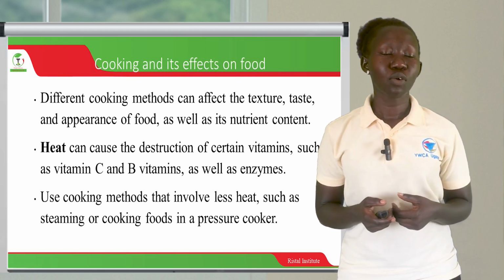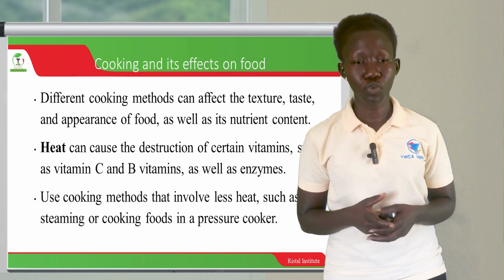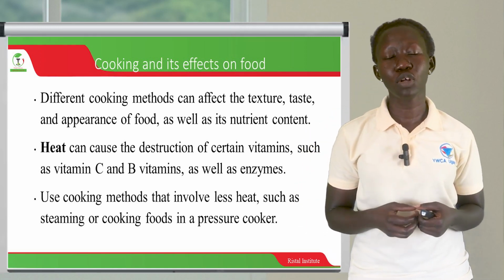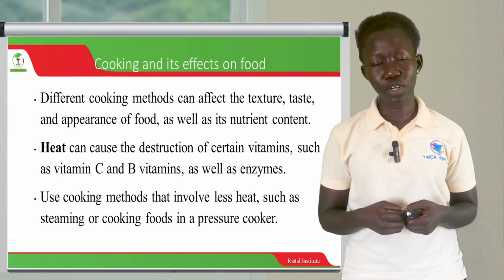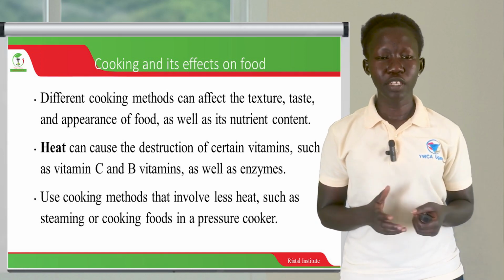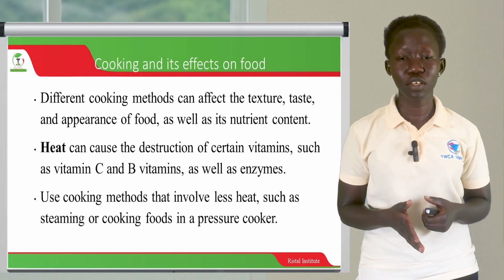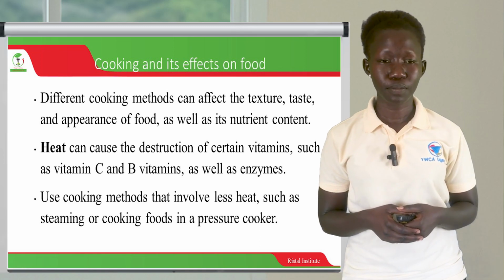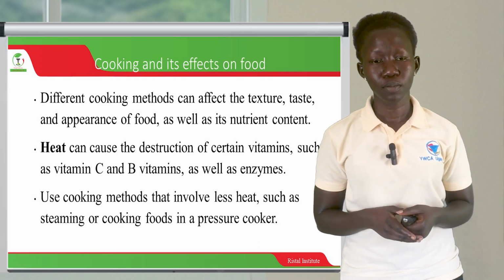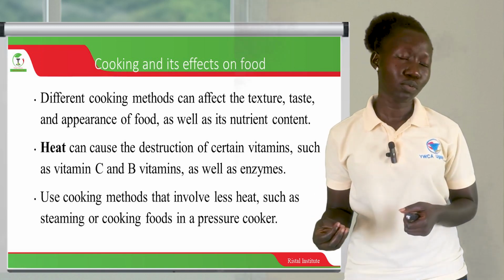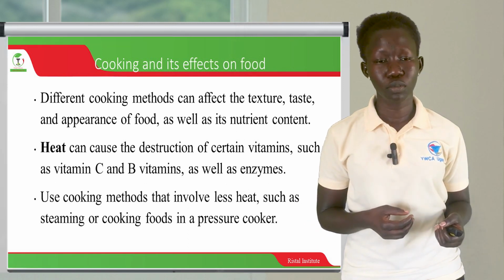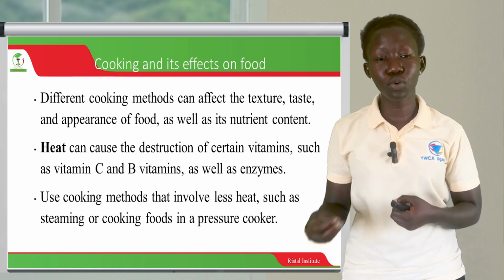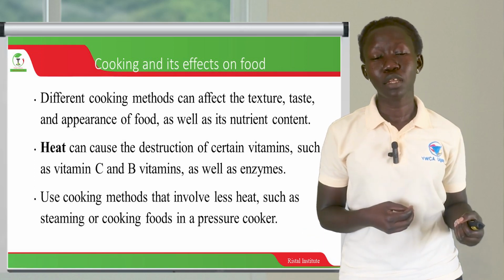So we also have a concept of cooking and its effect on food. How does cooking food affect the quality of the nutrients in the particular food item? Different cooking methods can affect the texture, the taste and appearance of food, as well as its nutrient content. We can all bear witness to this. If you consume a food item raw, it is better compared to when you cook. But it is also not always the same case, because some foods contain more nutrients when cooked than when not cooked.